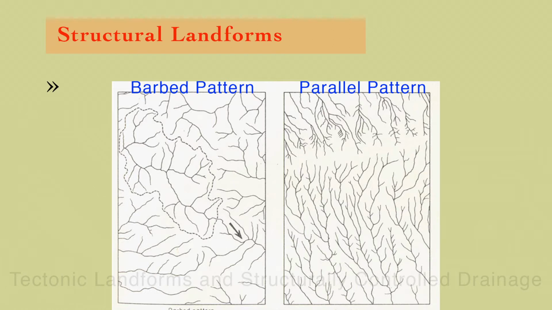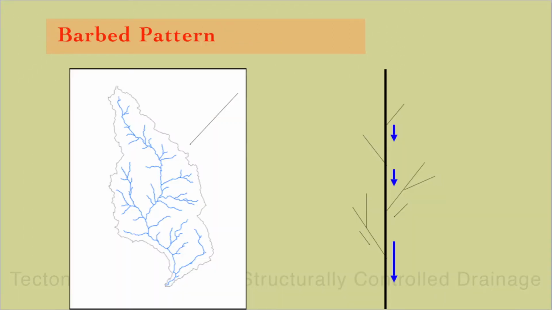Sometimes we have a bar pattern and a parallel pattern. Bar pattern suggests, under the normal condition, once again, when I say normal condition, I am referring to a homogeneous rock type. The rivers will have a main river and tributaries joining at about 45 to 50 degrees. So if the river is flowing from this end to this end, tributaries will also have an orientation coming from there only, at an angle of around 45 to 50 degrees.